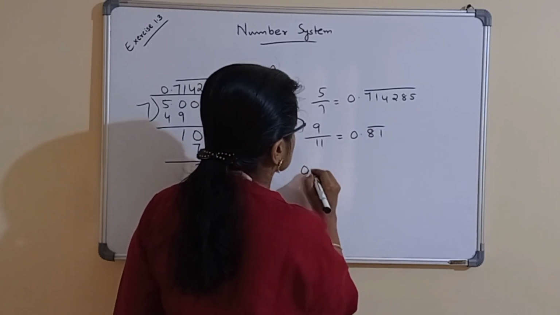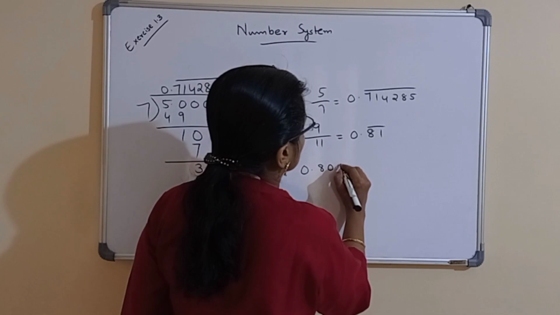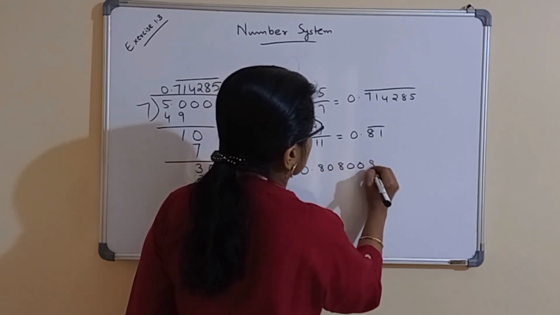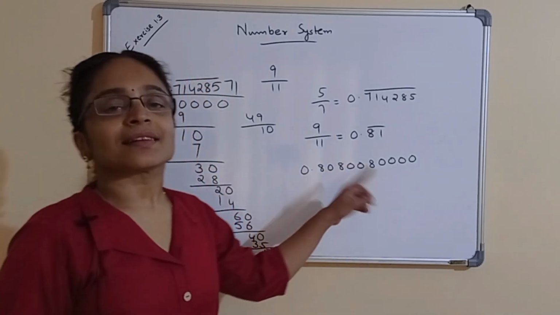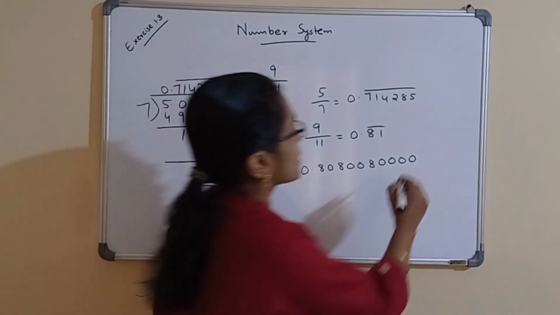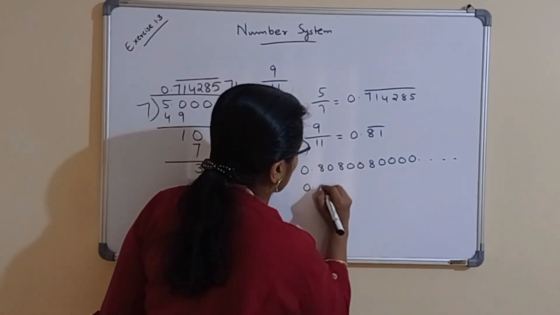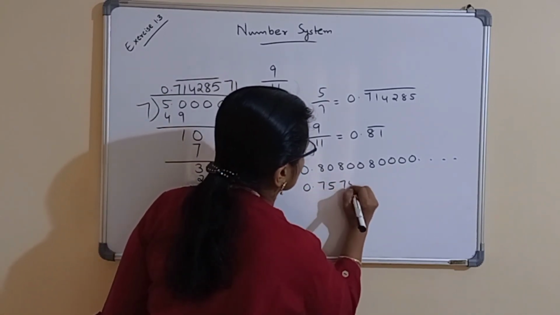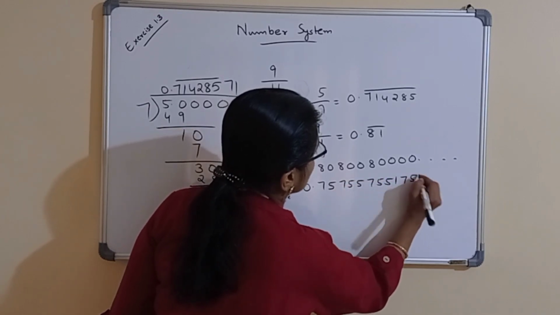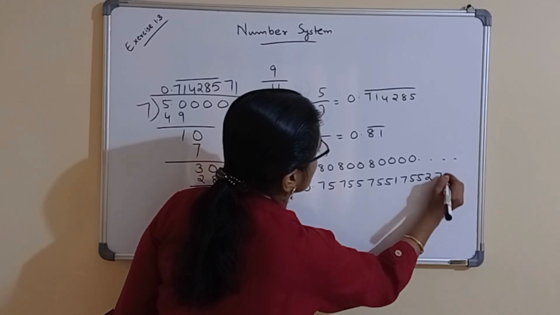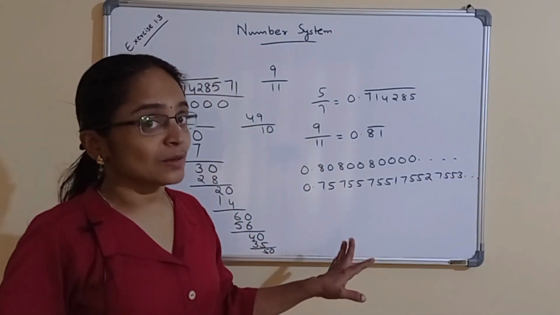So we can write it as 0.80, then 800, 80000. This is an irrational number because it will not terminate. Now we can write 0.75, 755, 7551, 7552, 7553, etc. And it will not terminate.